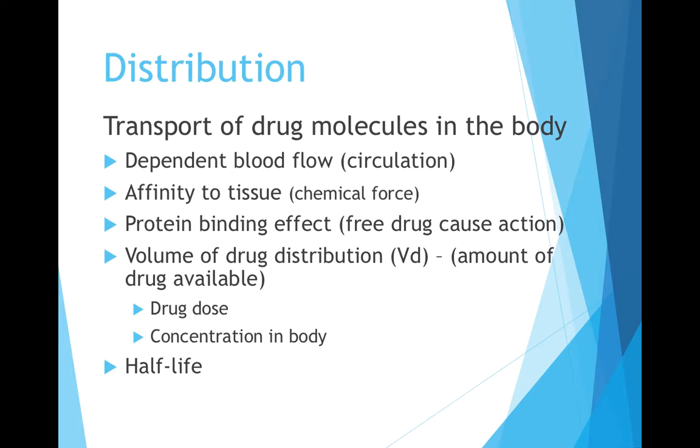Also, we need to understand the drug's affinity to tissues. And the greater the affinity, obviously, the better therapeutic effect we're going to see. Protein binding effects, then, again, remember that has a factor on how much free drug is available to cause the action that we're looking for. And then we have something called a measure of volume of drug distribution. That relates to both the drug doses and the concentration in the body. We also measure distribution in relation to the half-life of a drug, and we're going to talk about that in subsequent slides.